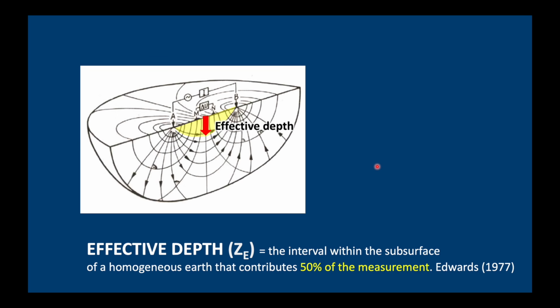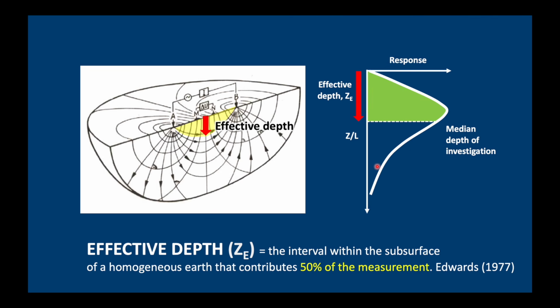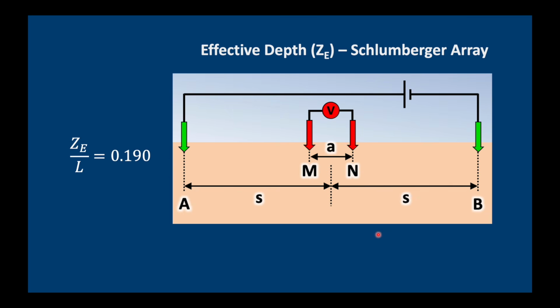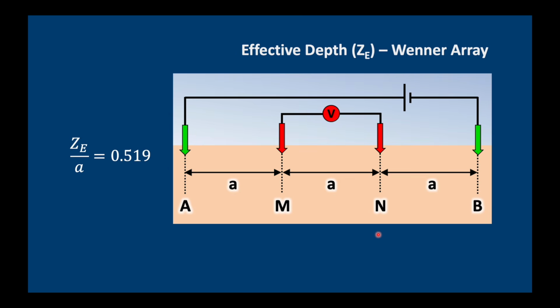Okay, so to summarize, the effective depth or the median depth of investigation is a depth from which we get 50% of the measurement above that depth, but there's always another 50% which comes from below it. The effective depth divided by L for the Schlumberger array is 0.19, where L of course is the AB spacing. For the Wenner array, we have a number of 0.519, and some people seem to think that that means the Wenner array has a deeper effective depth.